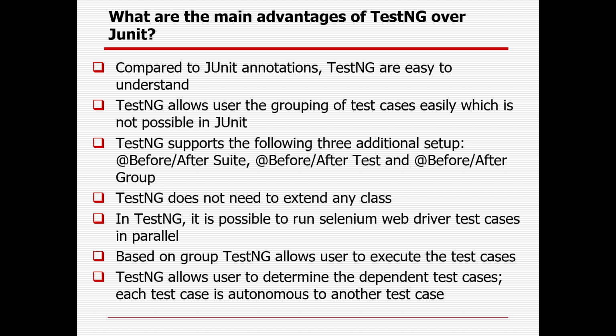So JUnit came first before TestNG. JUnit is primarily used by developers, but nowadays in case you are using a Cucumber framework, you should be using JUnit as well. JUnit has fewer annotations, but TestNG has a couple more annotations. Compared to JUnit annotations, TestNG's annotations are easy to understand. TestNG allows grouping, whereas JUnit does not have this feature of grouping test cases. TestNG has a couple more annotations like before and after suite, before and after test, before and after group, which are not available in JUnit.